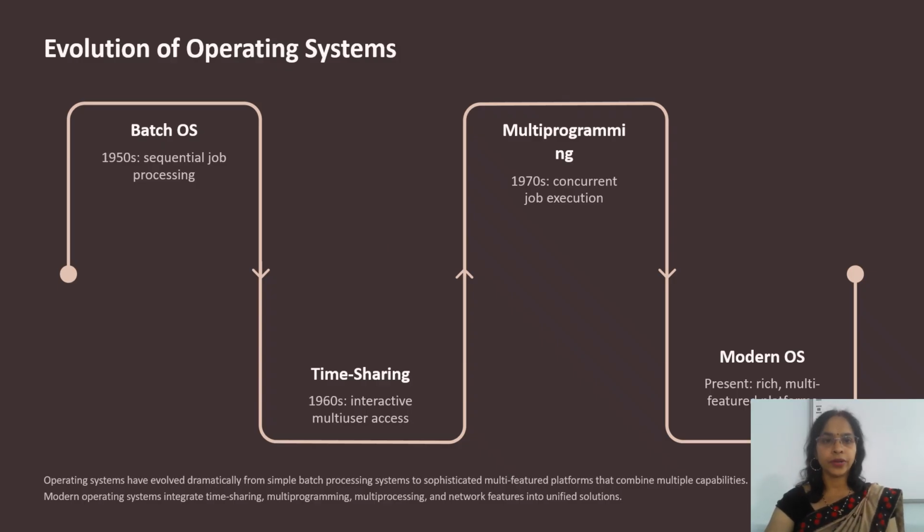Now, the evolution of operating systems. Batch operating systems came in 1950. In 1960, time sharing operating systems came. In 1970, the concept of multi-programming came, and in the present, modern operating systems use multi-programming and multi-processing. Operating system technology has evolved dramatically between the 1950s and today's generation.